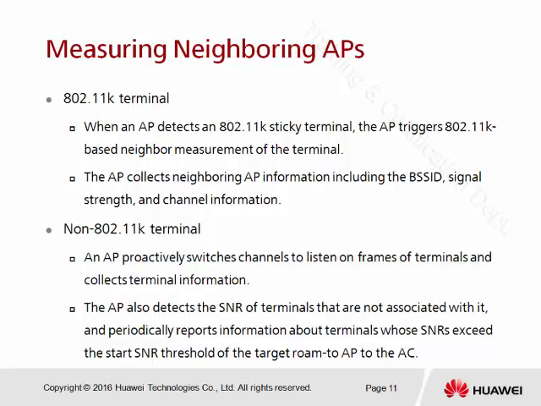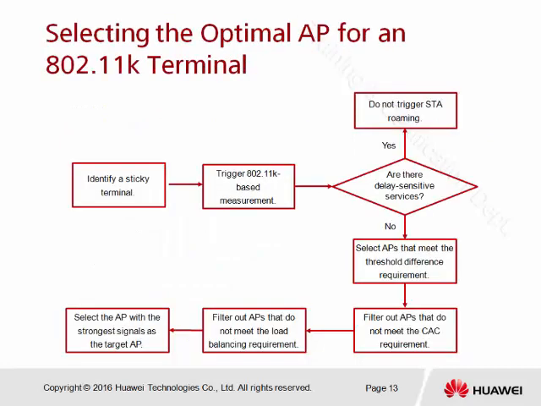Because when the terminal doesn't support 802.11k, the only way the AP is able to capture the identity from the STA is to scan all the channels and try to capture every single frame the STA sends. They are trying to understand the STA. So this is what happens for a terminal that can support the 802.11k. To start, they identify the sticky terminal and trigger the 802.11k based measurement. So they need to make sure the STA can support the 802.11k.